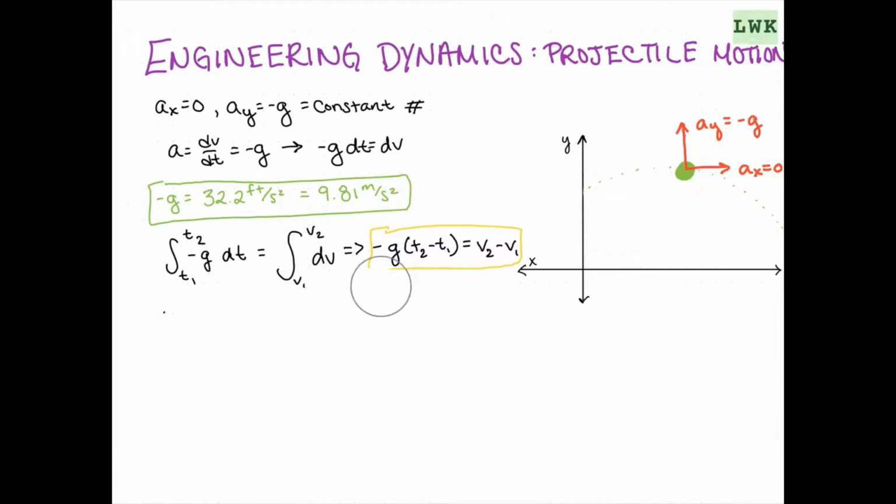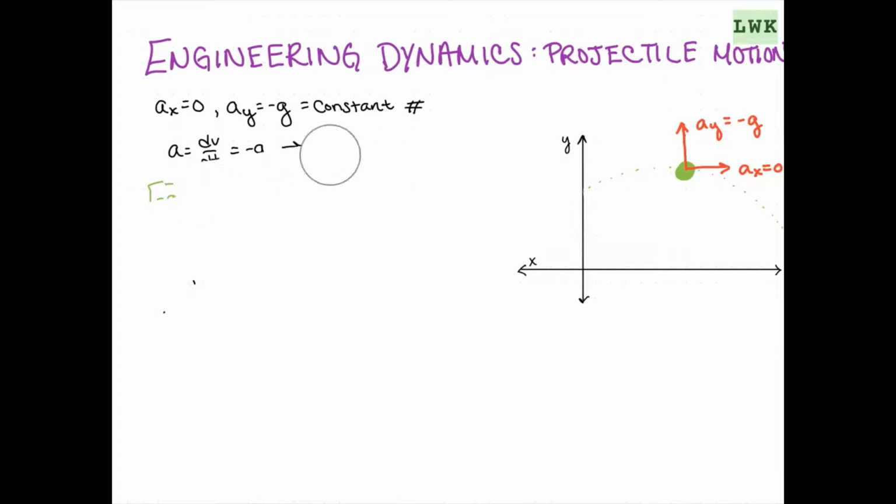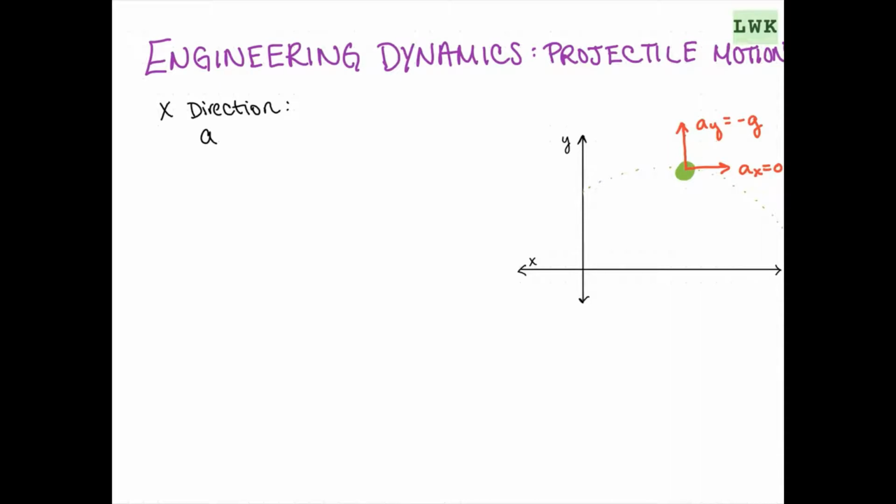So to summarize, let's clear some of our space here. We're going to have an x set of equations and a y set of equations for these types of problems. So in the x direction, we know that ax equals 0, and we know our velocity in the x is going to be equal to our initial velocity. And our x position is going to be equal to that initial velocity times time plus our starting position. So this is good for when the acceleration in the x direction is equal to 0, that these other two equations apply.